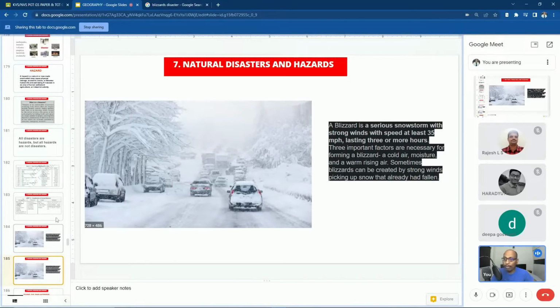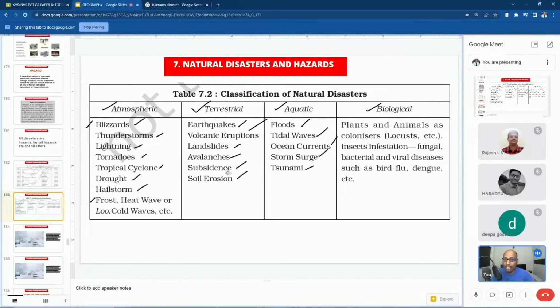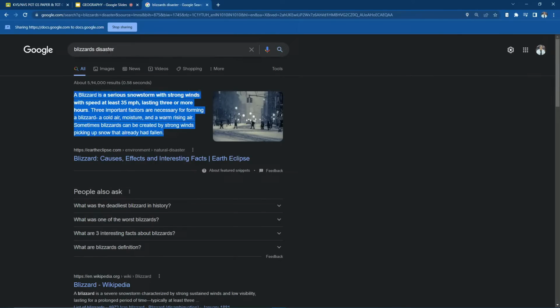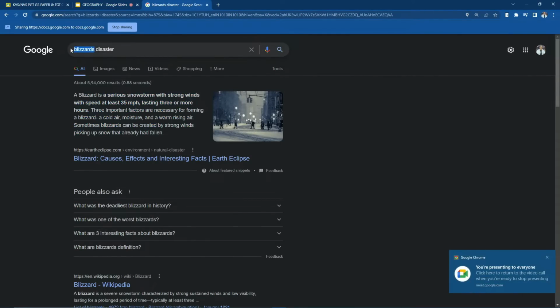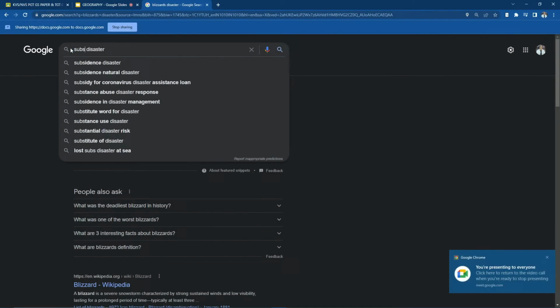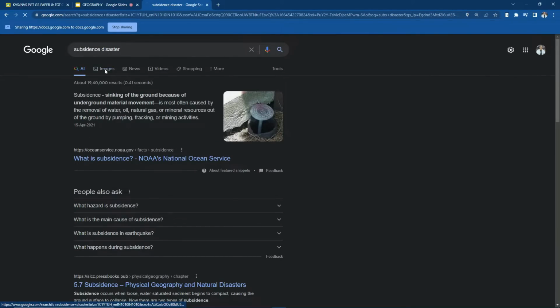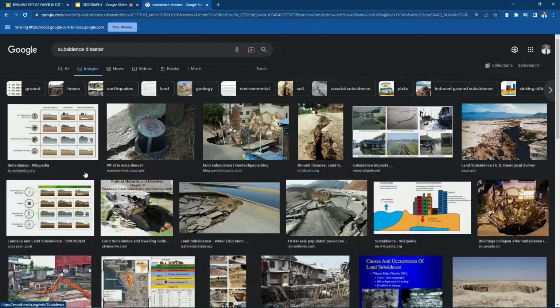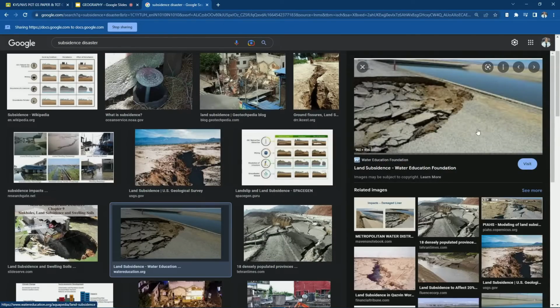Then we have one more word which is causing confusion, that is subsidence. So let me just post that one also so that it will be clear for you. Subsidence disaster. So what is the picture of subsidence disaster? Let us see. Okay, here is the picture of land subsidence.